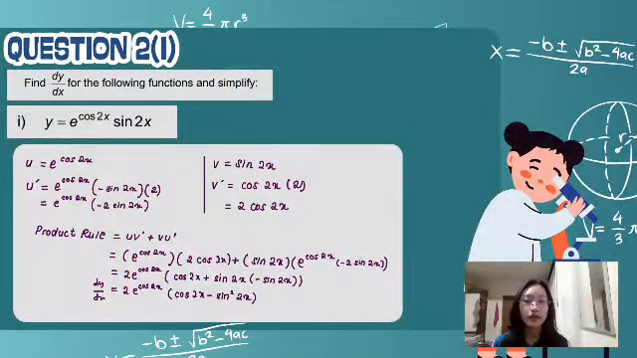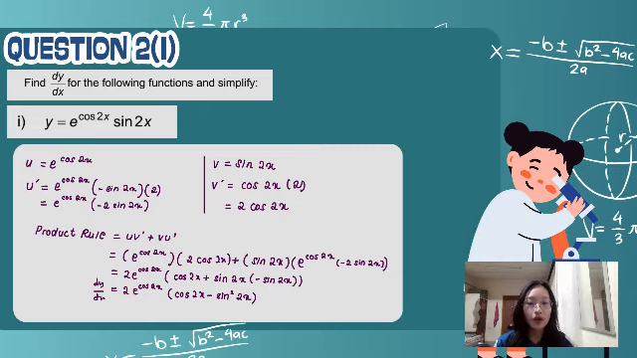I will be explaining how to answer question 2i, which is find dy over dx for the function y equal to e to the power of cos 2x times sin 2x. Firstly, we have to identify the u and v of the function. The u usually sits at the front, while the v usually sits at the back. So the u for this function is e to the power of cos 2x, while the v is sin 2x. Then differentiate both u and v to get u prime and v prime, which we will use in the next step.